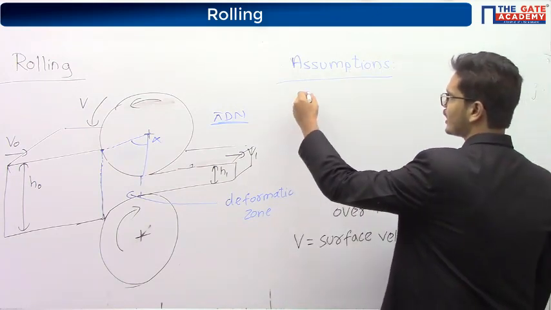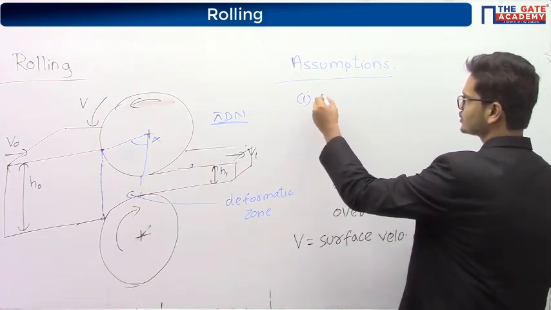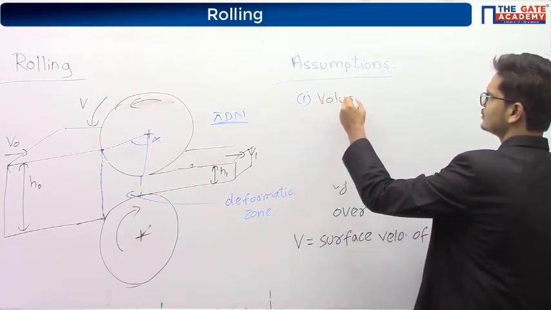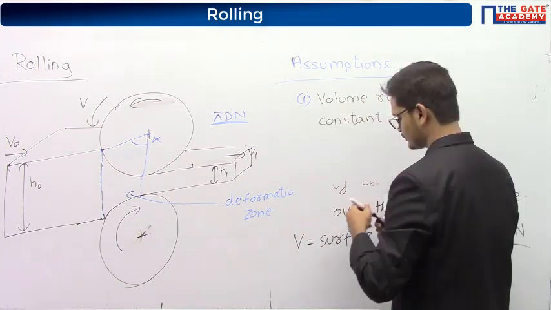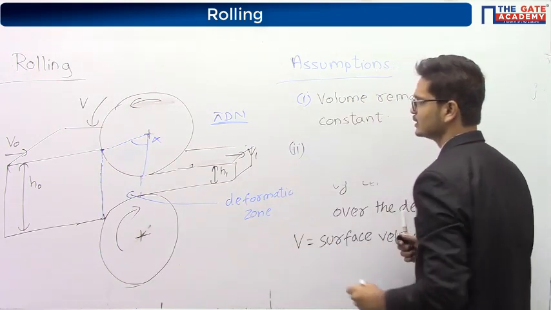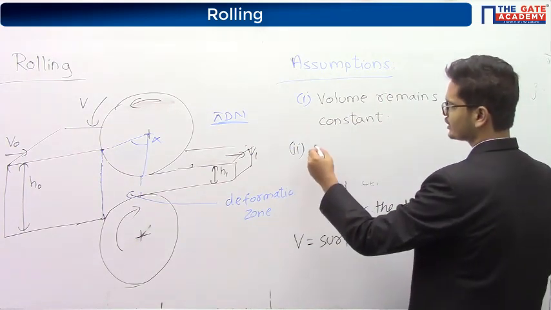So the assumptions are, first, the volume remains constant. And the second one is the width remains constant.